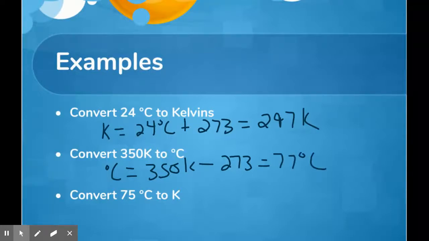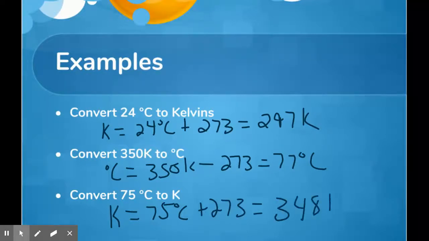The last example problem is convert 75 degrees Celsius to Kelvin. So we're looking for Kelvin, so we do 75 degrees Celsius plus 273 gives us 348 Kelvin.